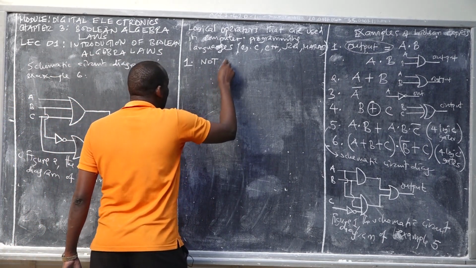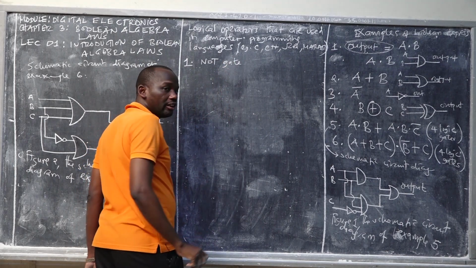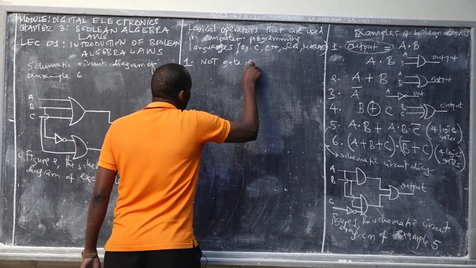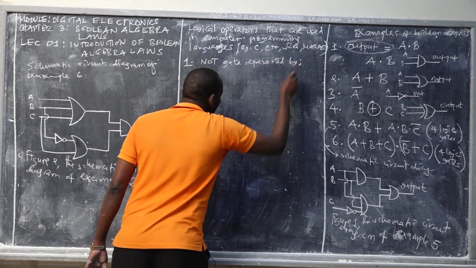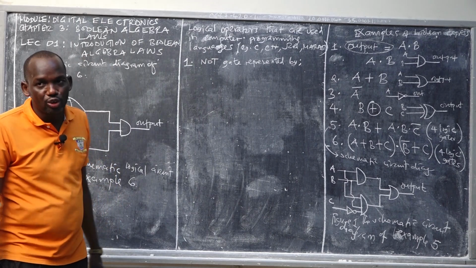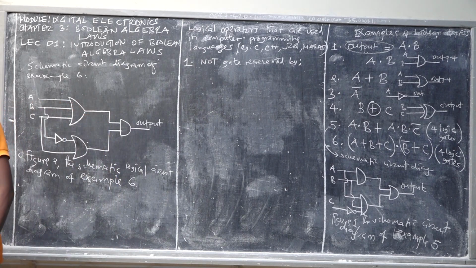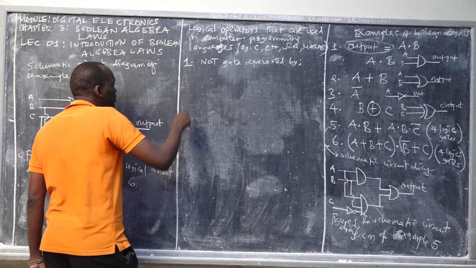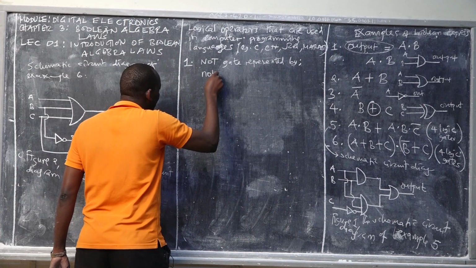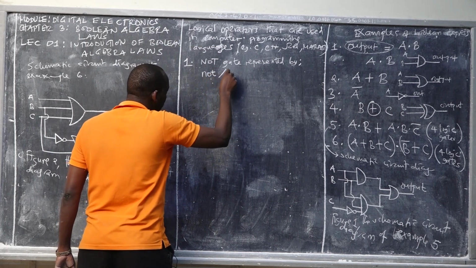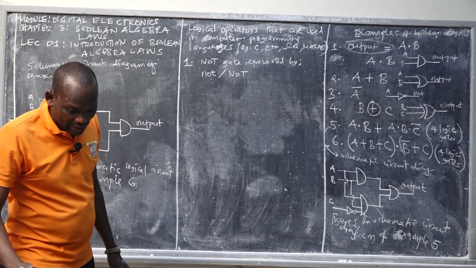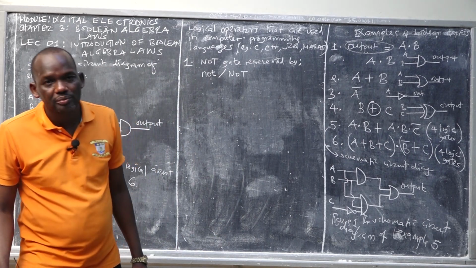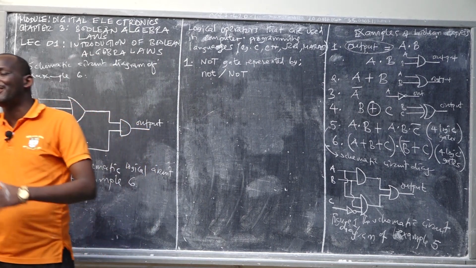The NOT gate, in case of computer programming language, is not represented by a complement. The NOT gate is represented by a word that we call either not, or in some computer programming languages they use NOT in capital letters. Remember that most programming languages are case sensitive.